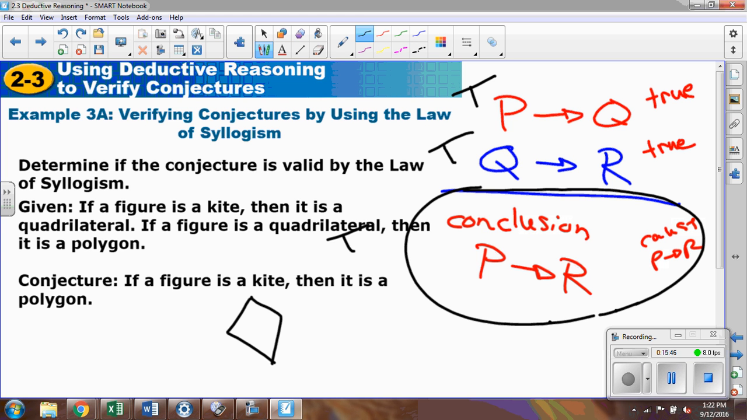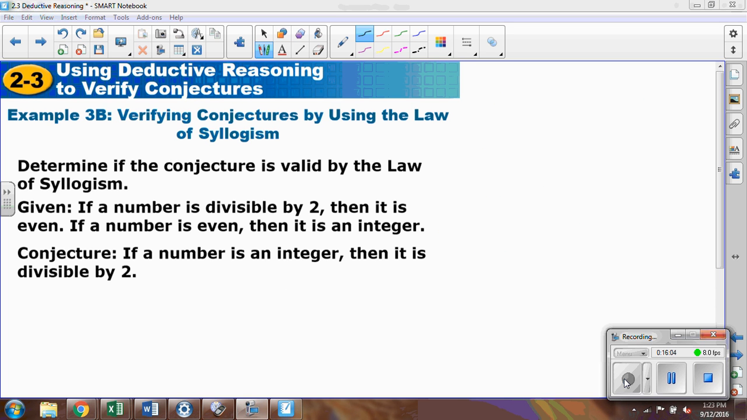The structure is there. Both of the original conditionals are true. That truth, combined with the structure, then gives us the second conclusion is also true. Okay, consider this now. Is the conjecture valid? If a number is divisible by 2, then it is even. If a number is even, then it is an integer, leading to the conclusion that if a number is an integer, it is divisible by 2. Is that valid?